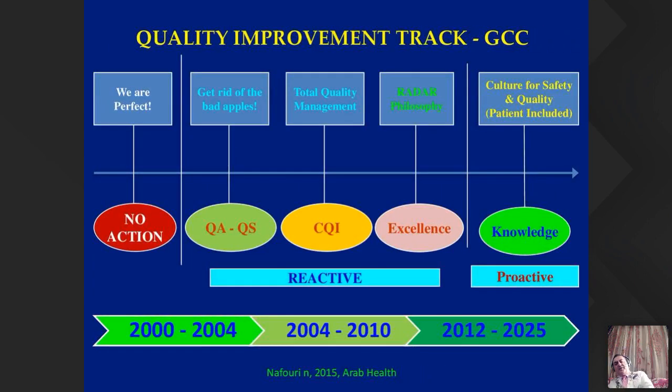In the GCC region here, where we are fortunate, when I started in 2000, people were reluctant to have any inspection on quality. They said, no, we are fine, there is no action needed, we are perfect. And now, after we got rid of those bad apples, we started looking at quality assurance and quality systems. Still, we went into reactive mode, where we wanted CQI and to seek excellence, and now we are moving to a culture, which is very important if we want to achieve the vision of 2030.